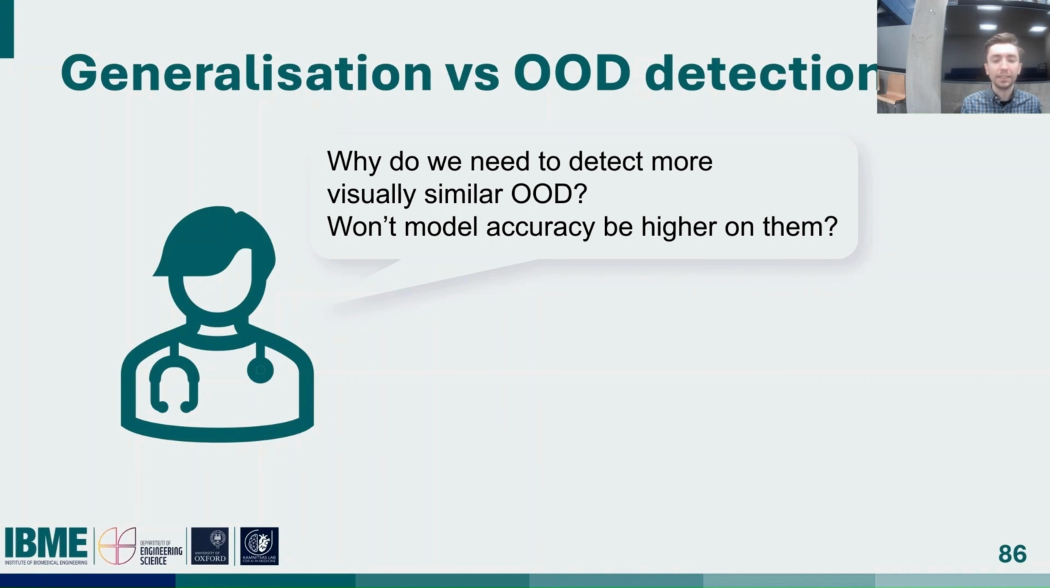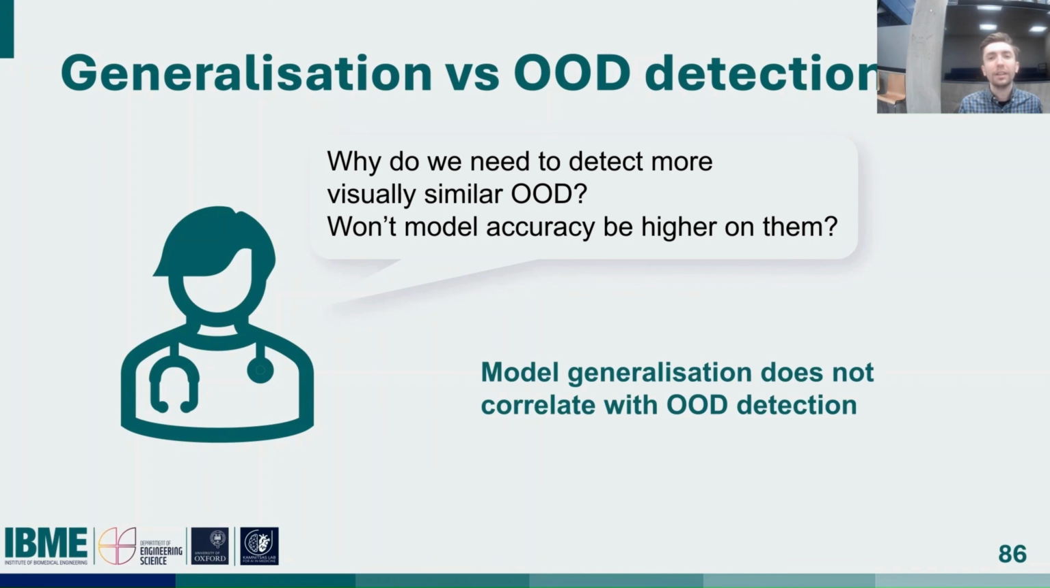Someone may say, why do we need to detect more visually similar OOD? Won't model accuracy be higher on them? Well, the finding in many OOD detection studies is that model generalization does not correlate with OOD detection. Let me show you what I mean by this.